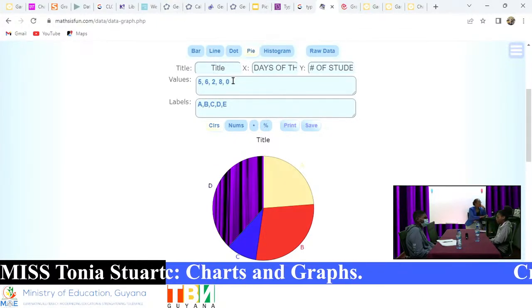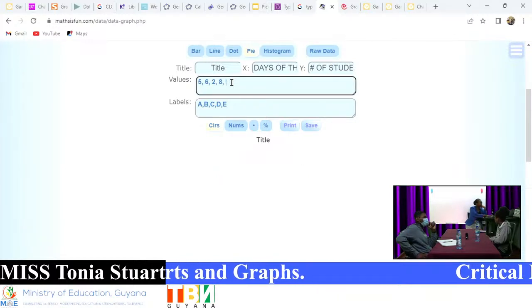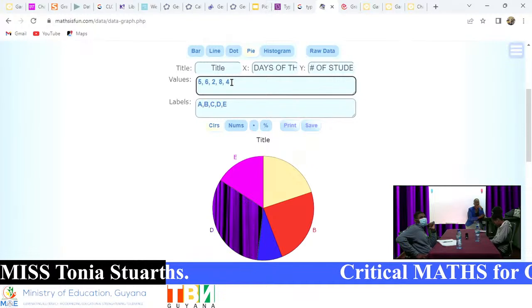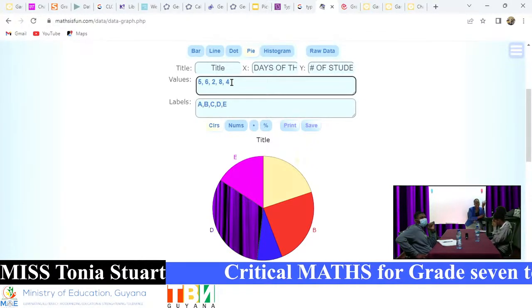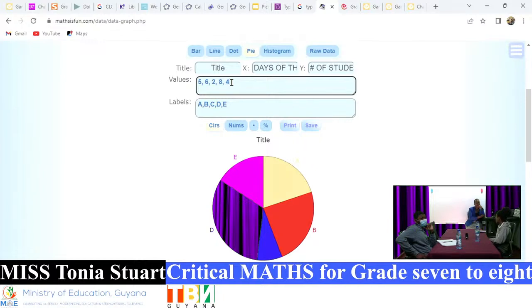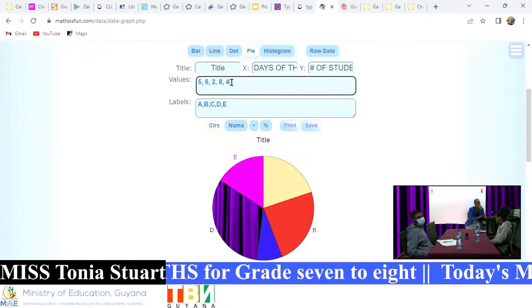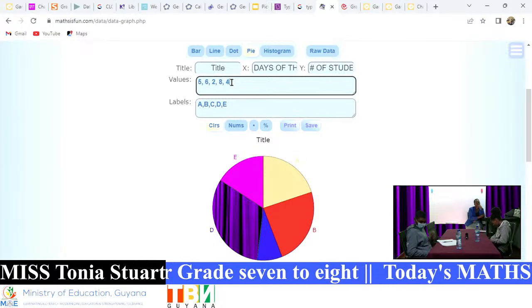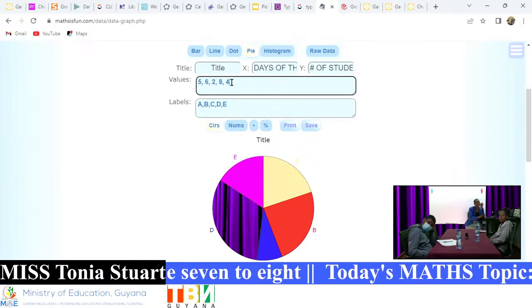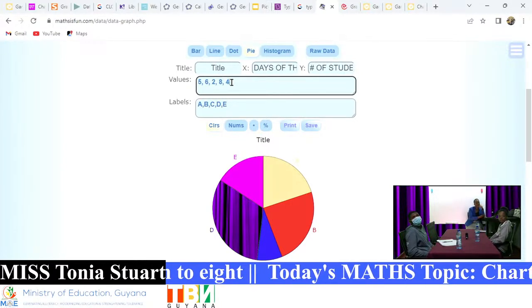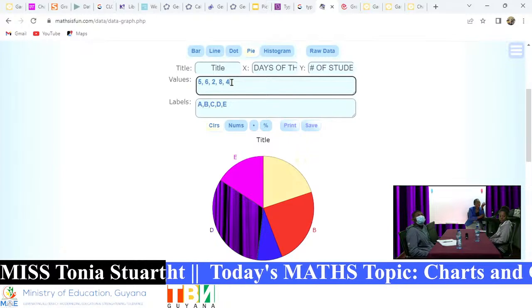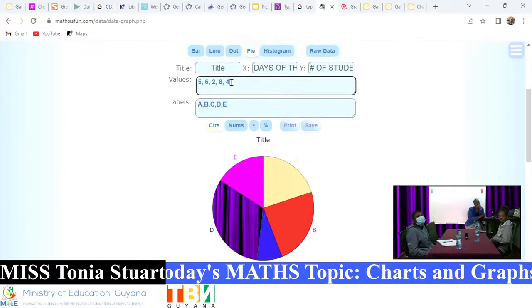A pizza. A cake. Right? All those things can be cut into sections and even shared. So the pie chart, as I said, speaks for itself. It looks like a pie, like a cake or a pizza.